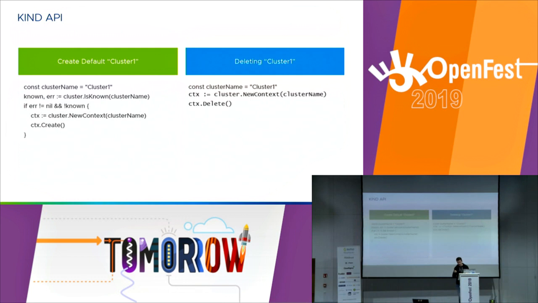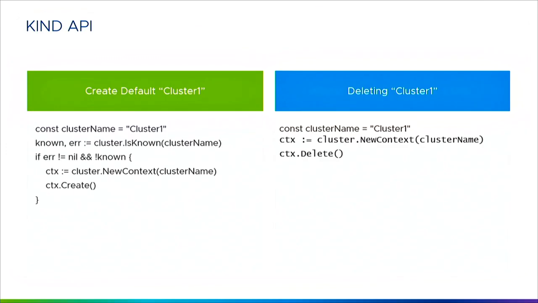Now, kind can also be used as a standard Golang API, and I'm not going into the full depth of this, but this is all you need to get a Kubernetes cluster running. All we do here is check if the cluster exists, and here is how you delete a cluster. The slightly awkward thing is that kind's internals are still not fixed, so these can change, but they're good enough to be used, and they don't change too much, so they can be used inside of, say, some integration test.